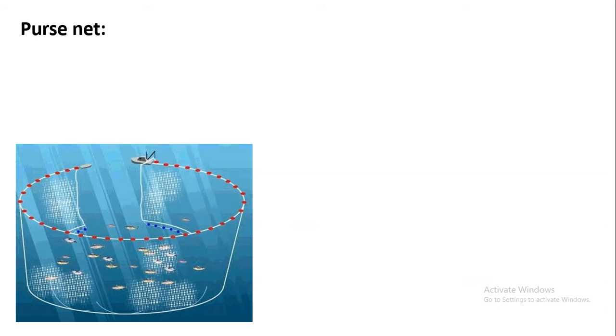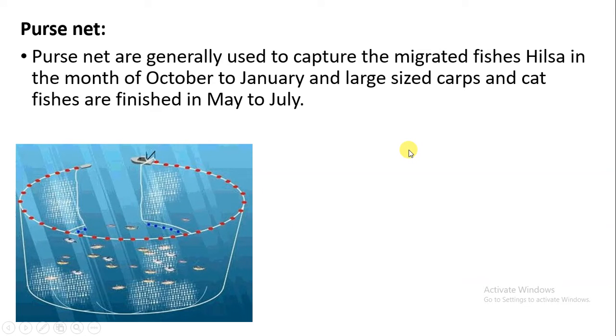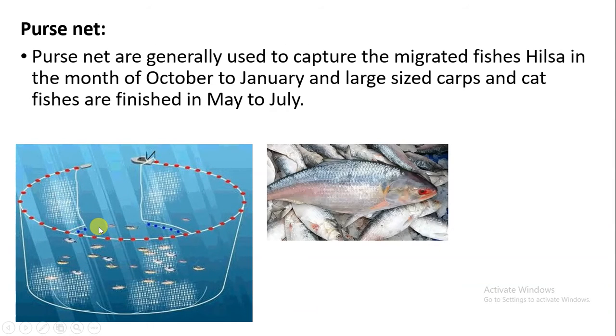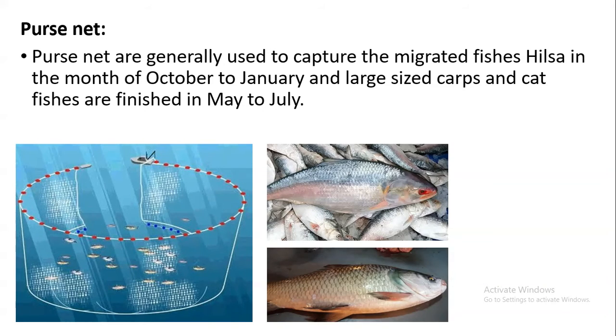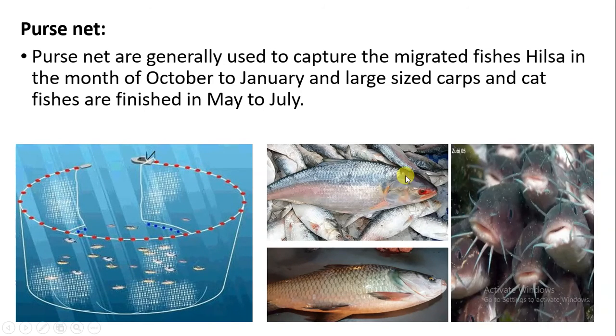Next we will talk about the purse net. Here it gives a kind of purse shape, which is why the name purse net has been given. So the purse net is generally used to capture migratory fishes like the hilsa in the months of October to January, and also large size carp and even catfishes, which are captured during the months of May to July.